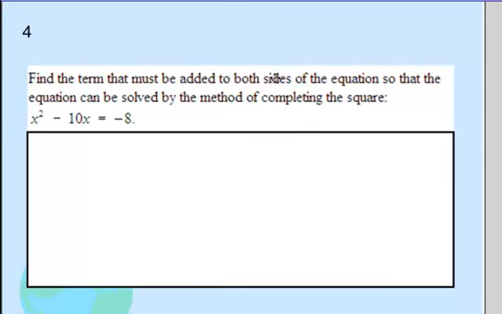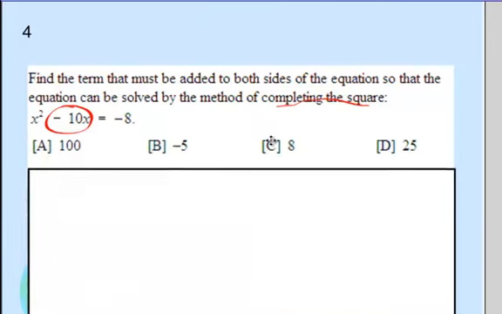Find the term that must be added to both sides so the quadratic equation can be solved by completing the square. Well, here's the b value. What are we going to add to both sides? Choices are? You didn't need choices, did you? It's 25.